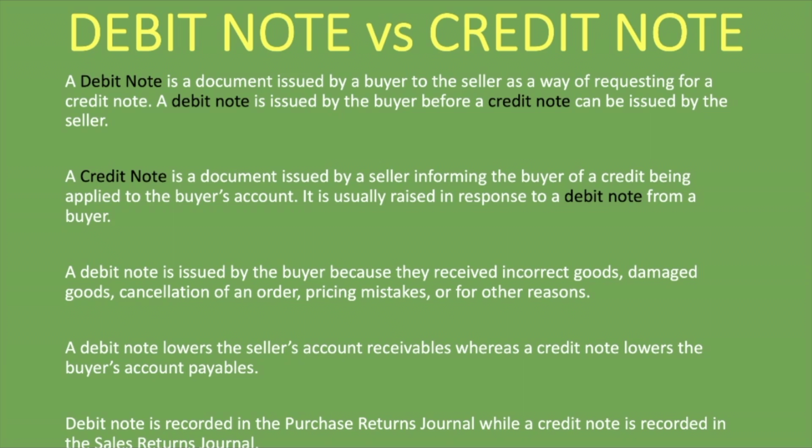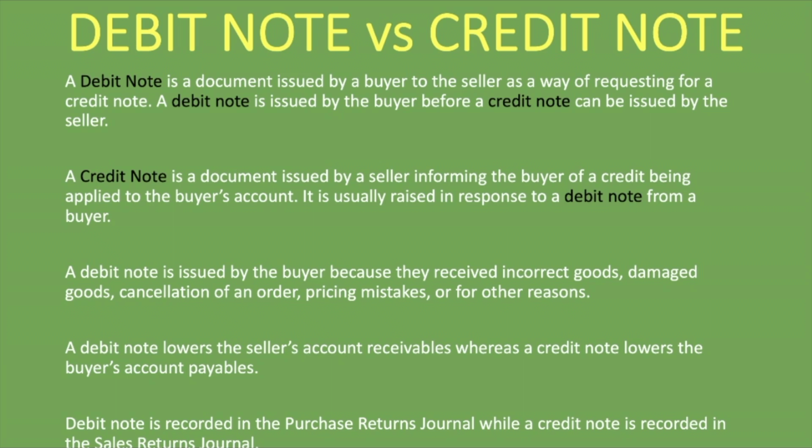And a credit note, when the seller is issuing a credit note, it will reduce the sales, because the seller would have recorded the sale by selling to the buyer, but now that he's issuing a credit note, that is reducing the sales. So that's in the sales returns journal. That's where it will be recorded.